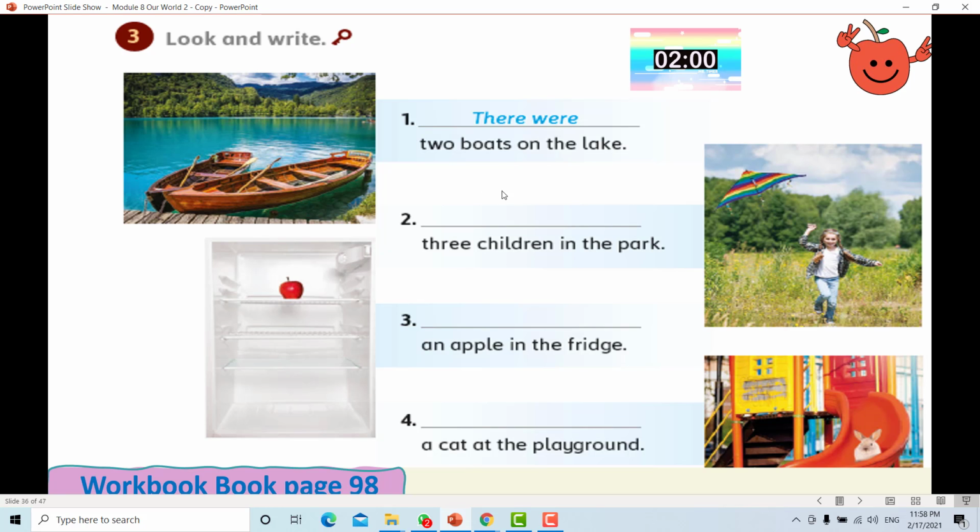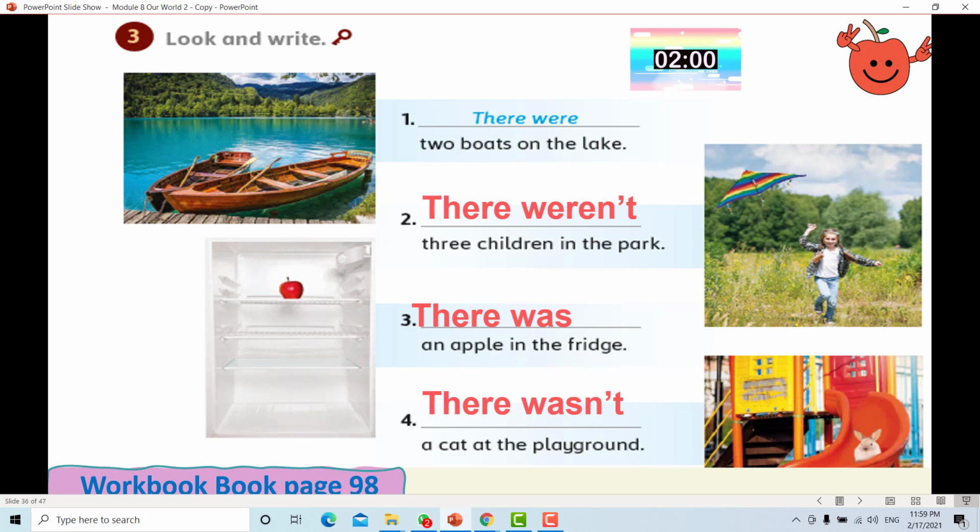There were, there was, there wasn't, there weren't. Stop the video and answer the questions. Then come back to check your answers. Number 2. There weren't 3 children in the park. Number 3. There was an apple in the fridge. Number 4. There wasn't a cat at the playground.